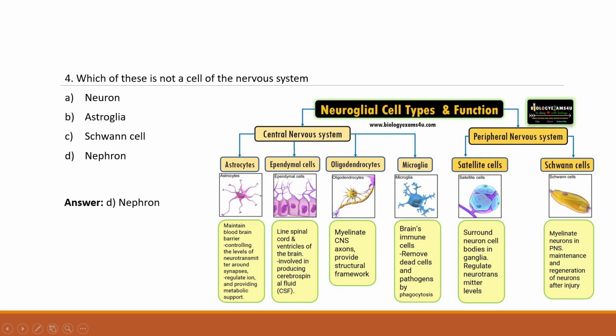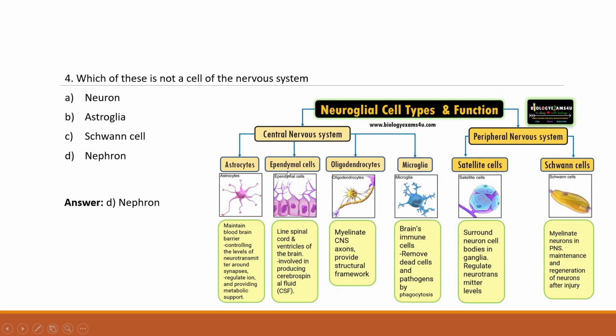Astrocytes maintain the blood-brain barrier, control the levels of neurotransmitter around synapses, regulate ions and provide metabolic support. This we saw in the first question, that astrocytes maintain the synapses, the metabolic homeostasis of the cell. They also maintain neurotransmitters, etc.